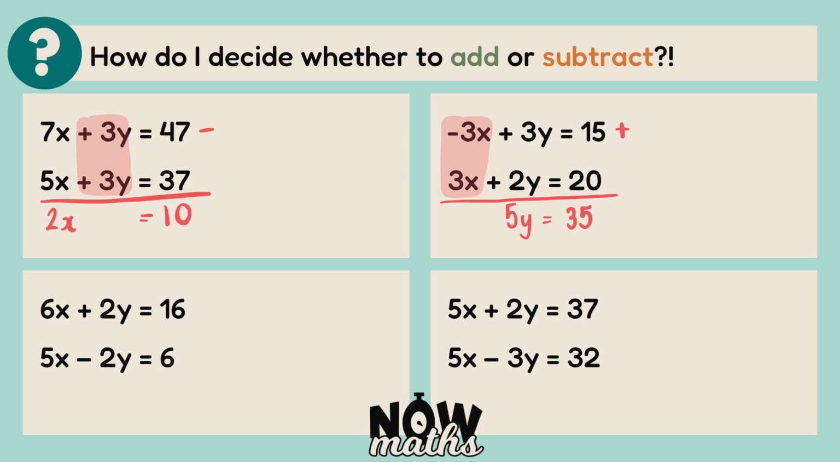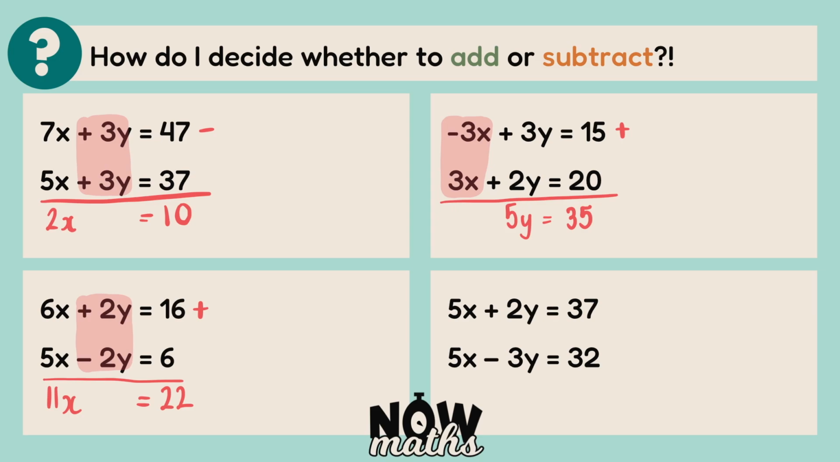For the third pair of equations on screen, similar to the last pair, we have two terms which look similar. However, one of the terms is a positive 2y and the other is a negative 2y. When this happens, we add the two equations together, and let's just check. 6x add 5x is 11x. 2y add negative 2y gives us 0, because if you add a negative it's the same as subtracting. And 16 add 6 is 22. So we're left with 11x equals 22, which is a linear equation where the y has been eliminated.